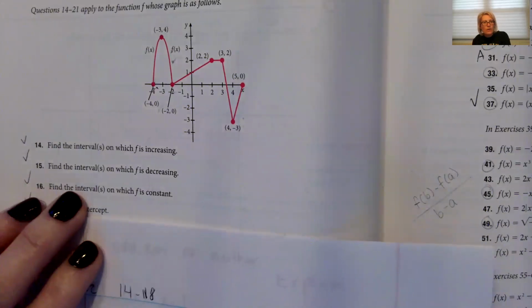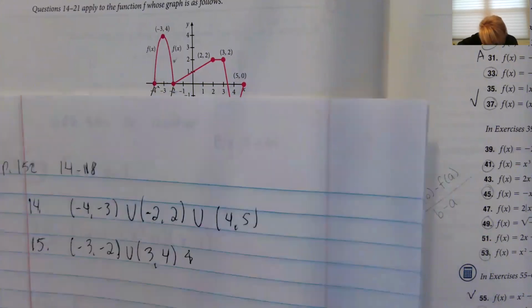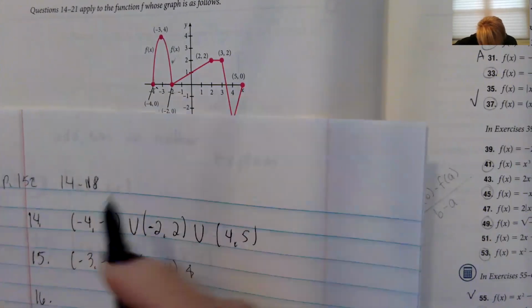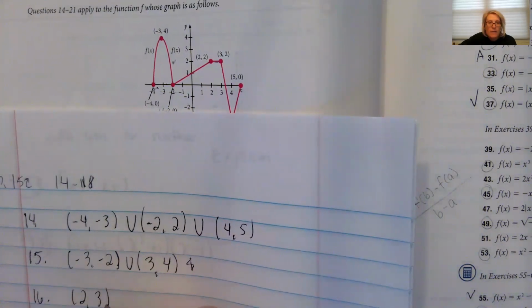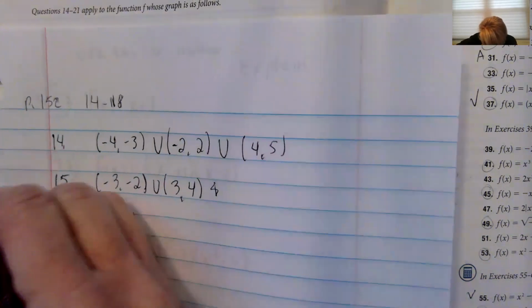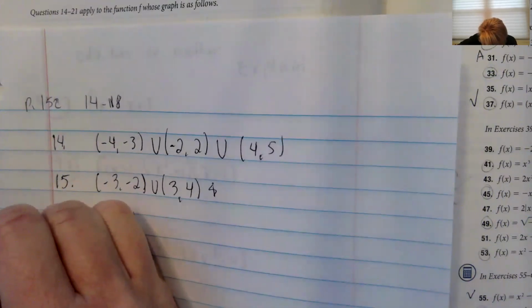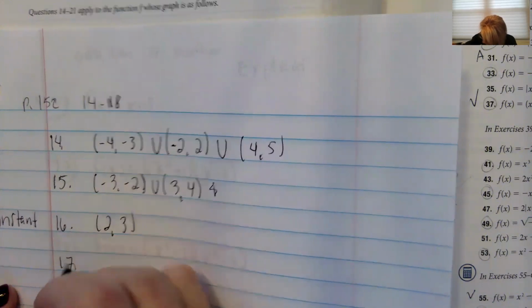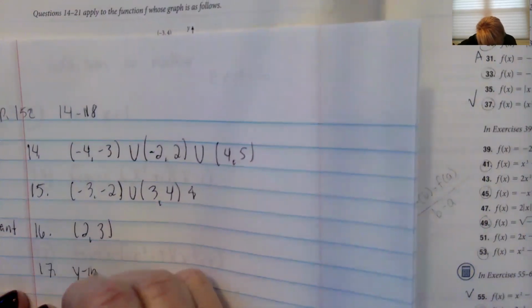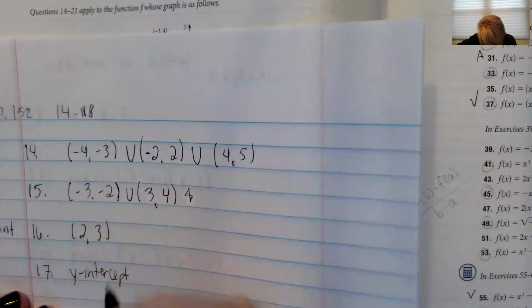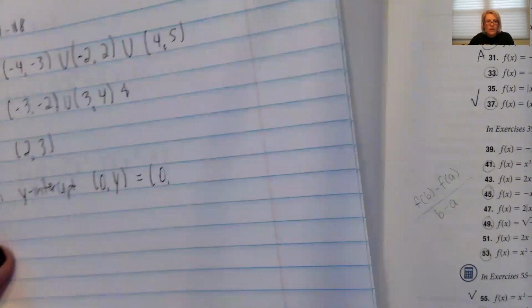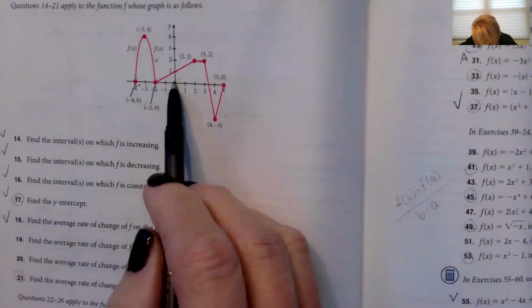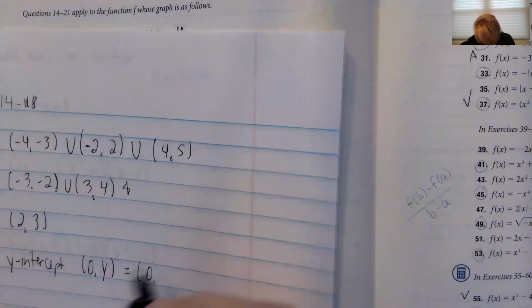16 says find the interval or intervals on which f is constant. So where is it staying the same? And it looks like there's just one interval where it's staying the same, and that's between 2 and 3. This is constant. And then number 17 says find the y-intercept. So the y-intercept, where are we crossing the y-axis? It's when x equals 0. So let's find that here. So 0 and 1. Here's our y-intercept, 0 and 1.